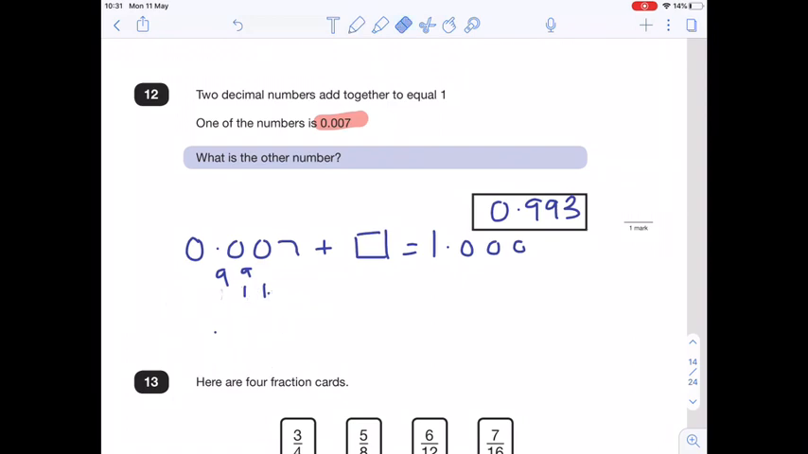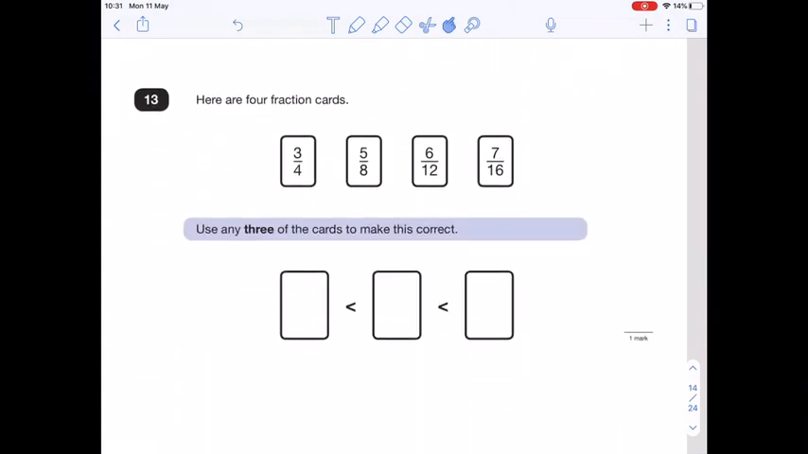Just move that out so it doesn't get in the way of the next question. Okay, here are 4 fraction cards. And we need to use 3 of the cards, just 3, to make this correct. Now there are a couple of different answers here. Well, there are lots of different answers.